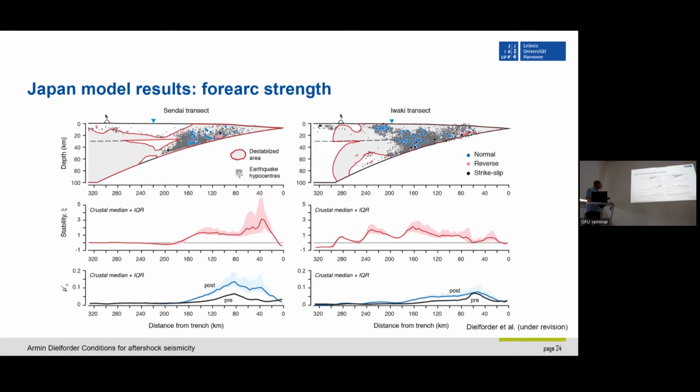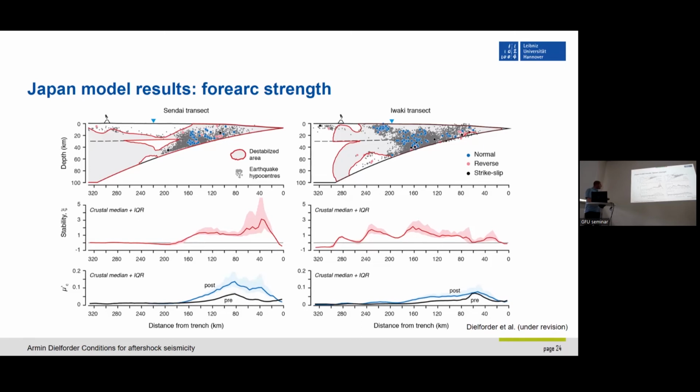For the Iwaki transect, it is a little bit different. We do not have these very high values close to the trench, but more in the interior part. And you see it goes a little bit up and down. And where we have the ups, we also have the most intense aftershock seismicity.